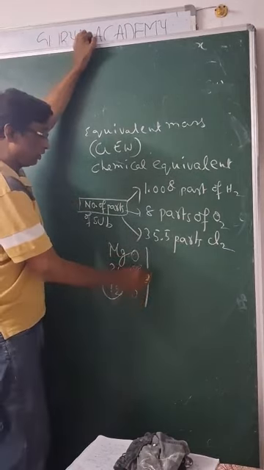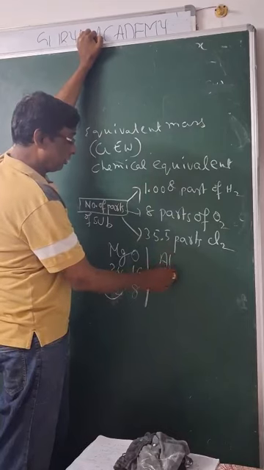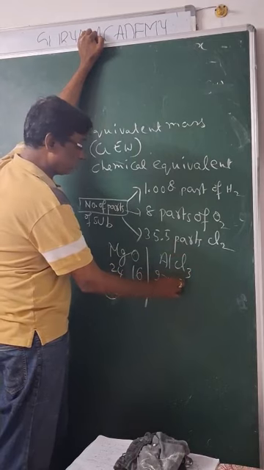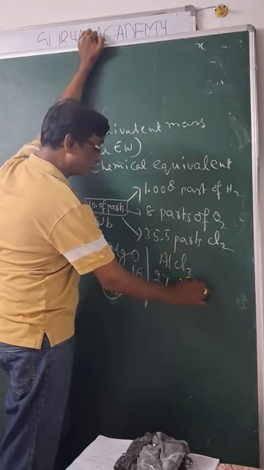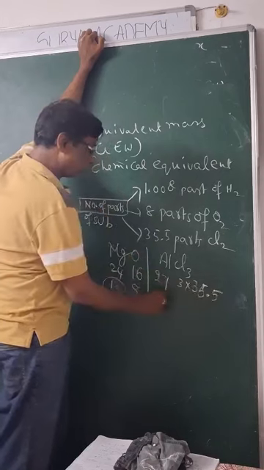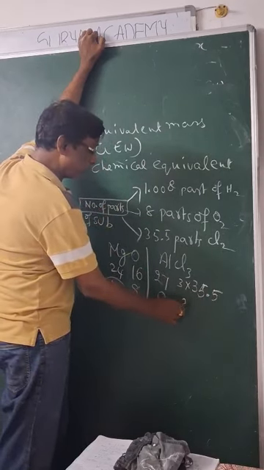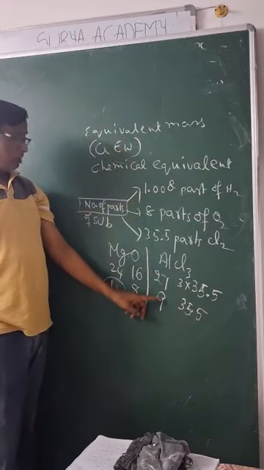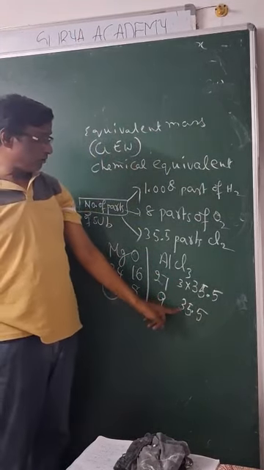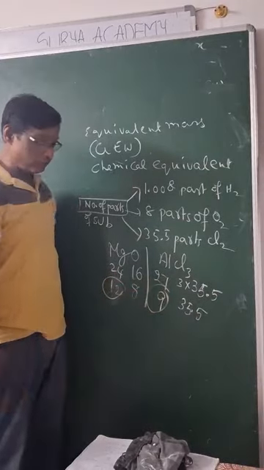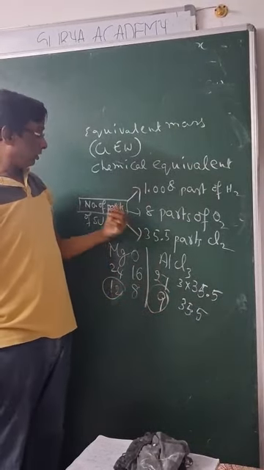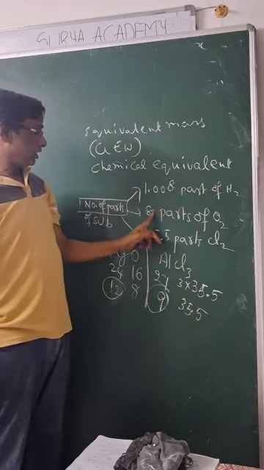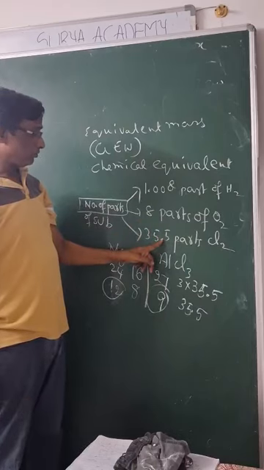Let us take aluminium chloride. 27 parts combine with 3 into 35.5. Dividing by 3, 9 parts combine with 35.5 parts. So what is the equivalent mass of aluminium? 9.